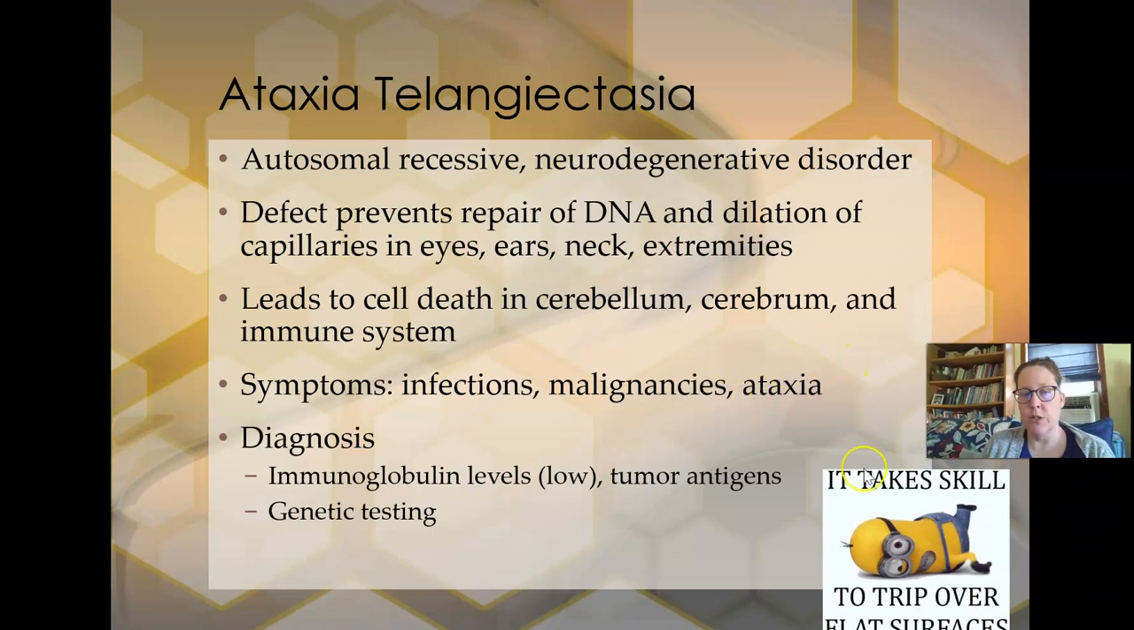So ataxia is what's going on here. Takes skill to trip over flat surfaces. Think of it as clumsiness. So somebody that tries to walk through a normal doorway but bumps their shoulder on the door frame or trips over their feet, they sometimes appear super clumsy, or they move around like a drunk person, but they're not. This miscoordination, this clumsiness, is known as ataxia.